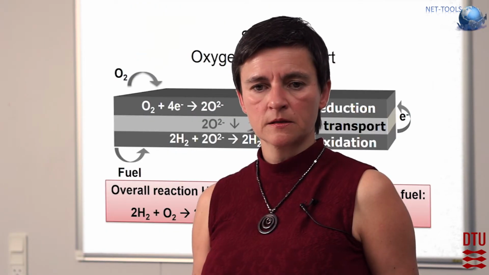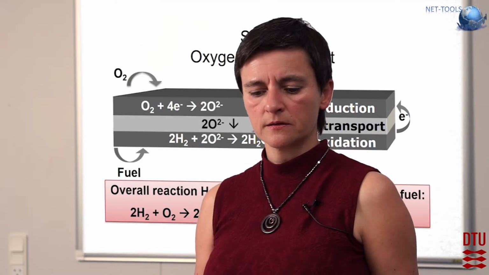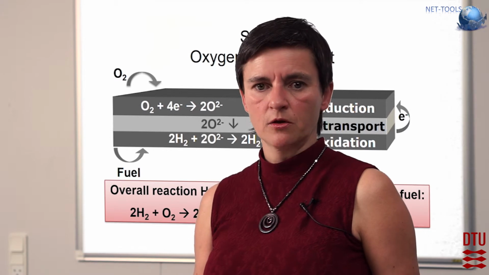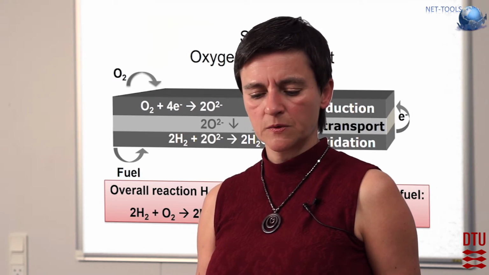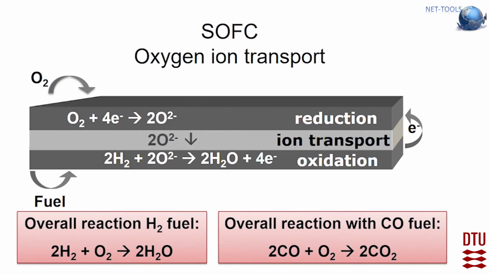Again, a slight twist. On the anode side, hydrogen reacts with O2- to form water and release electrons, and the oxygen ions, they come from the cathode side through the reduction of oxygen. So in this case we have O2- being transported through the electrolyte. The overall reaction is again hydrogen and oxygen give steam.